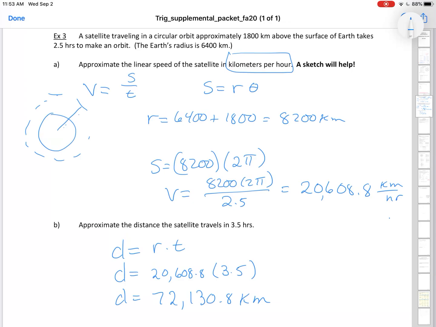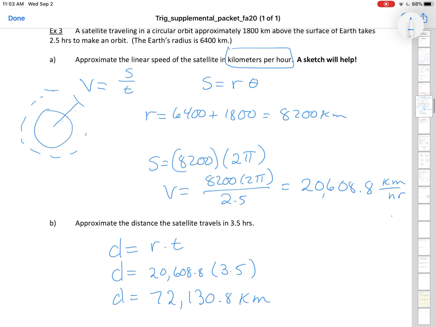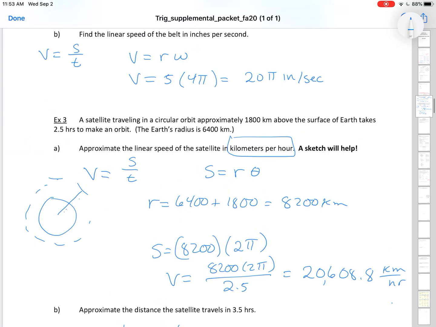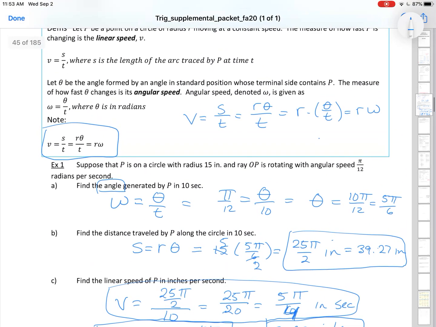Remember, in one rotation, the distance traveled was that 16,400 pi, which is 51,000. So yeah, I'm going farther, 72,130.8 kilometers. So there's not always a formula. It could be old knowledge base coming through. But these are applications of linear and angular velocity.